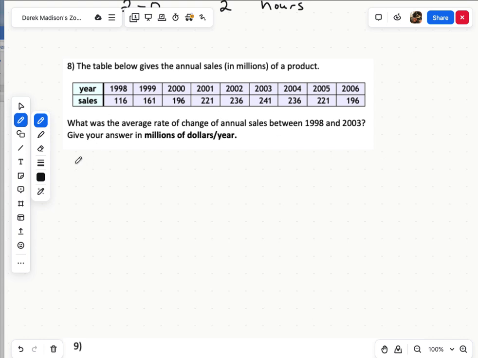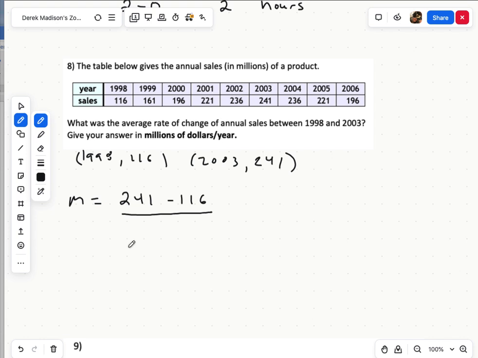So let's see, for 1998, that goes with 116. And 2003 is right there, and that goes with 241. And so we can calculate that. So m would equal 241 minus 116, and then that's over 2003 minus 1998. And we throw that in the calculator, and that came out to 125.